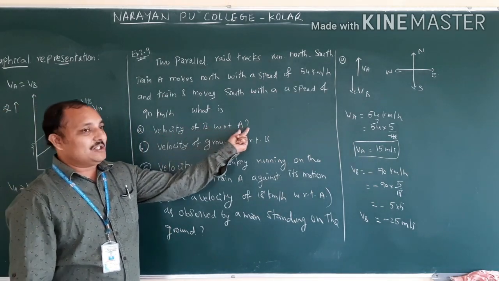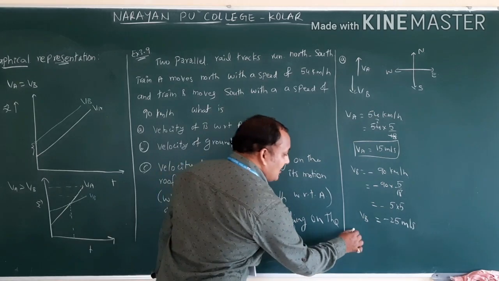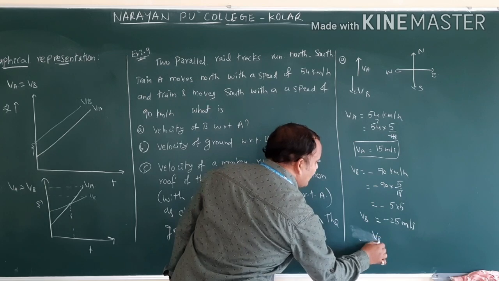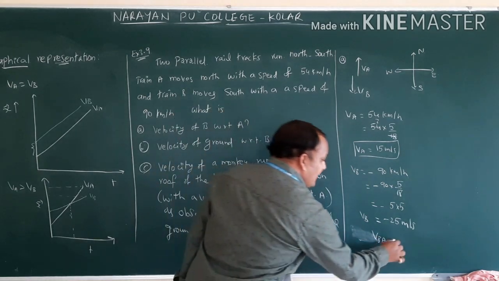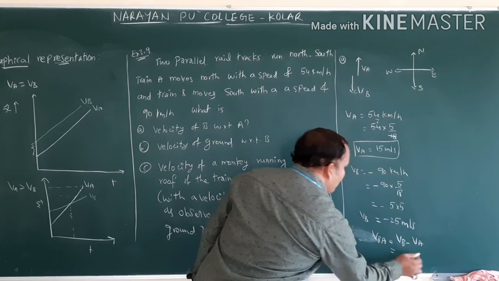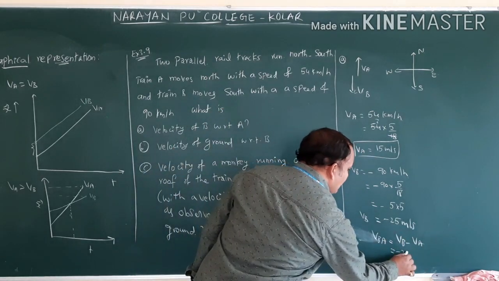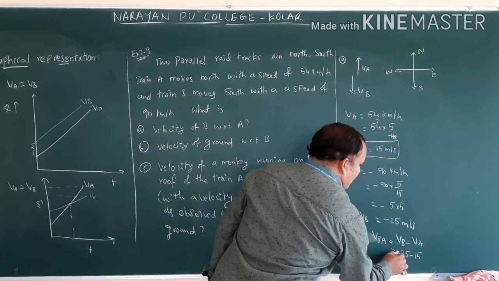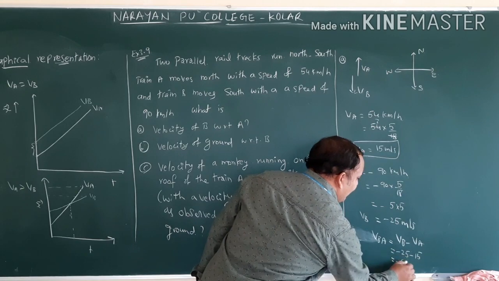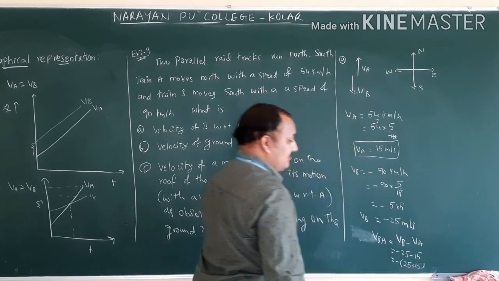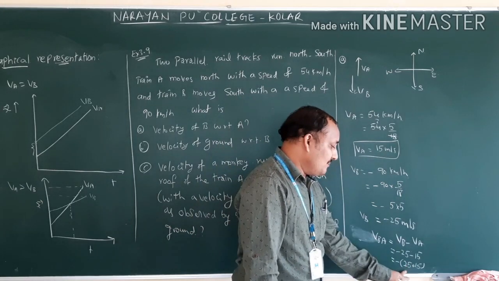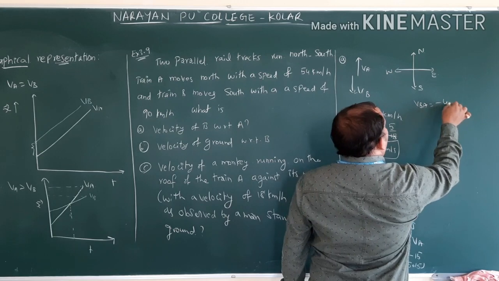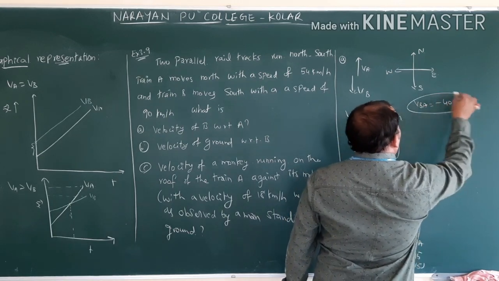Velocity of B with respect to A. Velocity of B with respect to A means what we have to write? VBA is equal to VB minus VA. What is VB we got? Minus 25. VA is 15. So minus, take minus common, 25 plus 15. How much you will get? 5 plus 5 is 10, 2 plus 1 is 3, 3 plus 1 is 4. Total VBA is minus 40 meter per second.